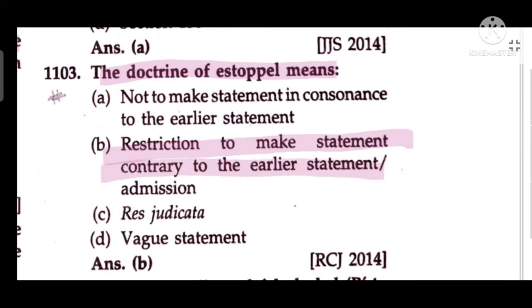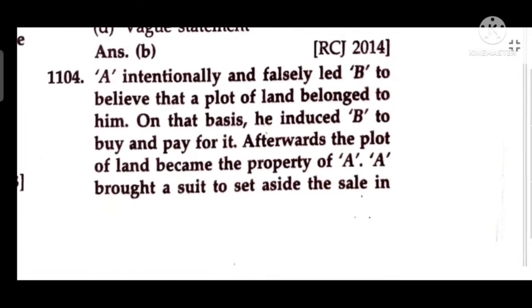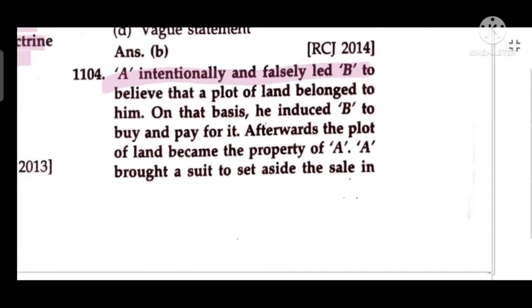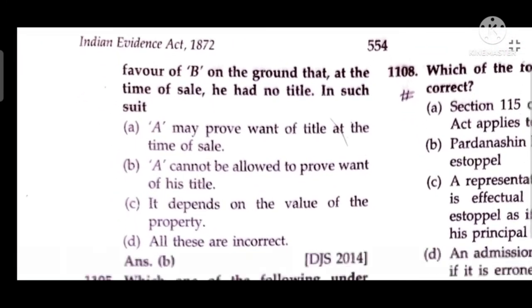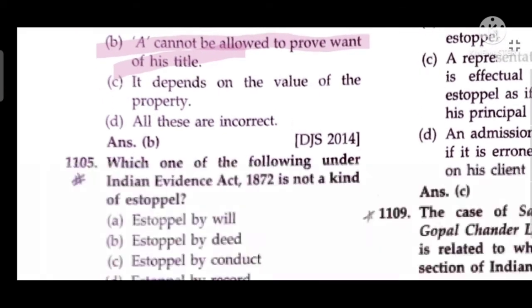contrary to an earlier statement or admission. A intentionally and falsely led B to believe that a plot of land belonged to him. On that basis, he induced B to buy and pay for it. Afterward, the plot of land became the property of A. A brought a suit to set aside the sale in favor of B on the ground that at the time of sale he had no title. In such a suit, A cannot be allowed to prove want of his title.